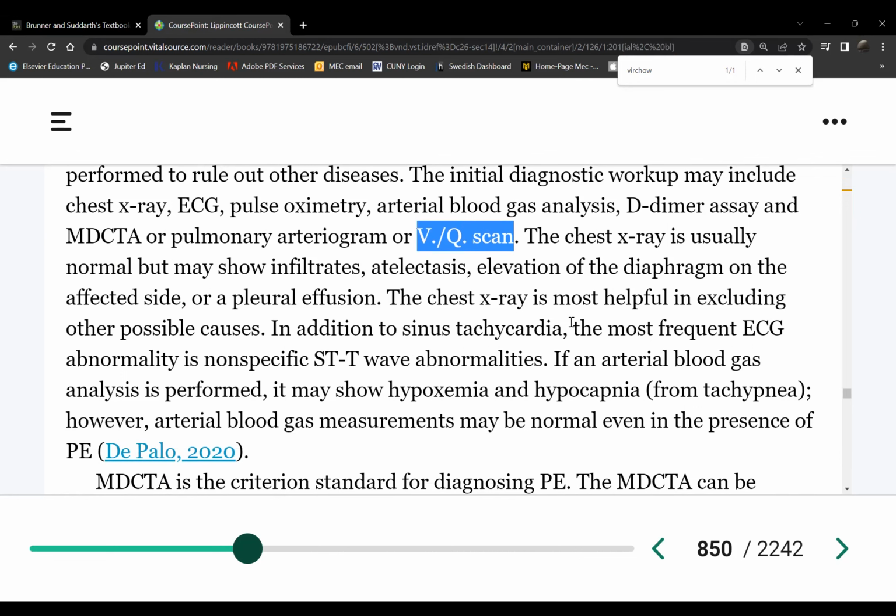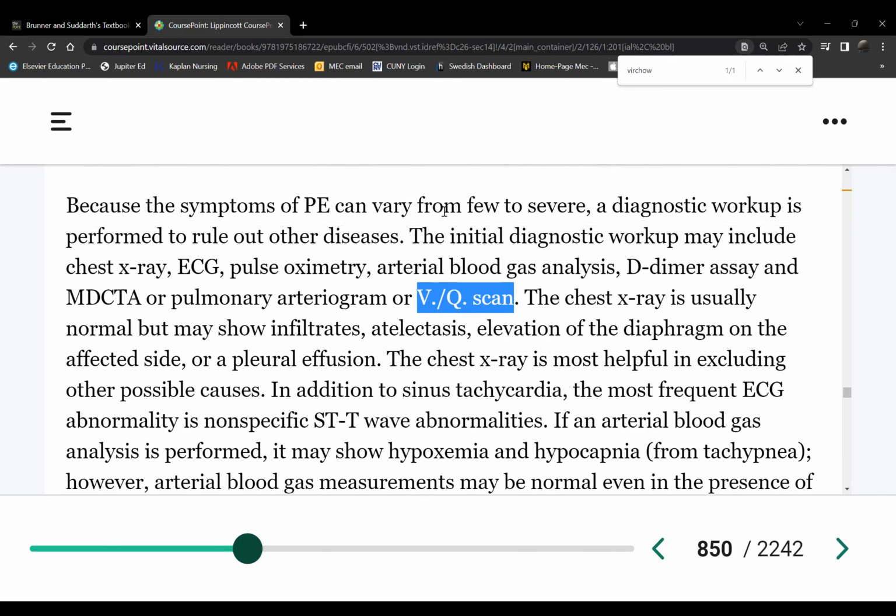So some of you may say, why not just do that? Well, it's expensive. So the cheaper scan is the CAT scan. The VQ scan, let's just call it VQ. The technical name is ventilation perfusion scan. It should really say VP, but they don't call it VP. They call it VQ scan.